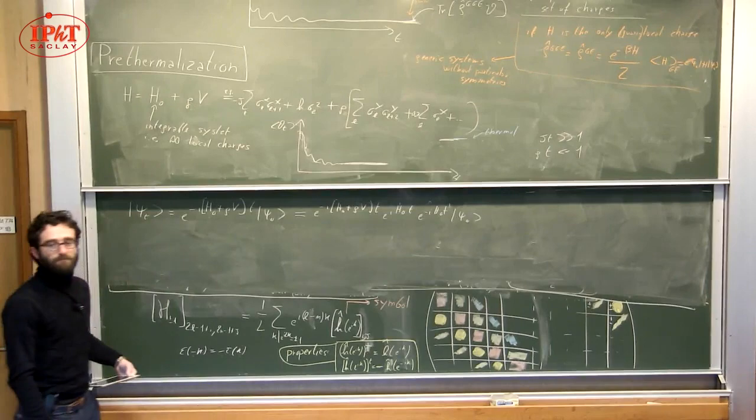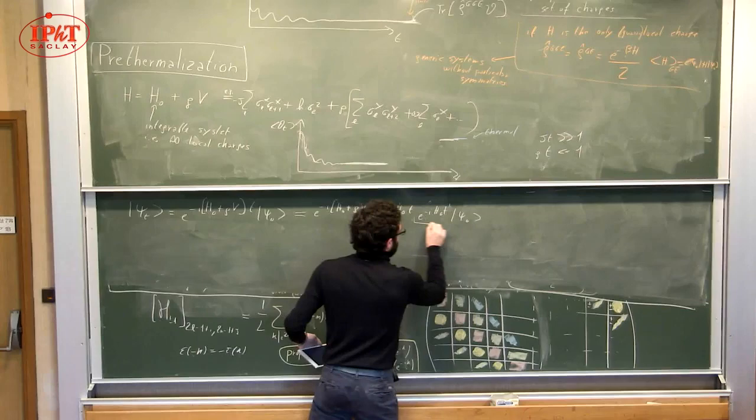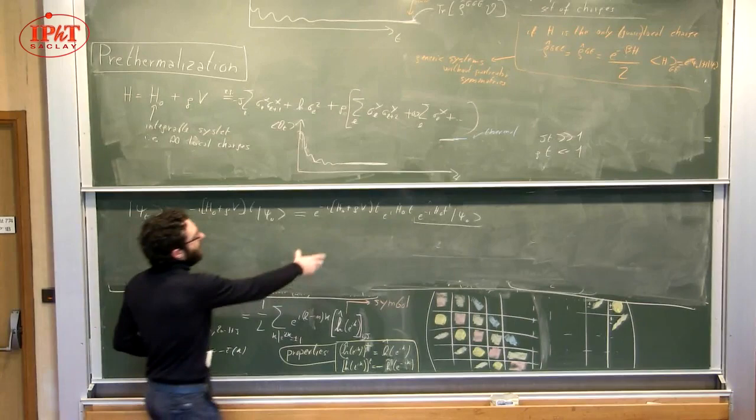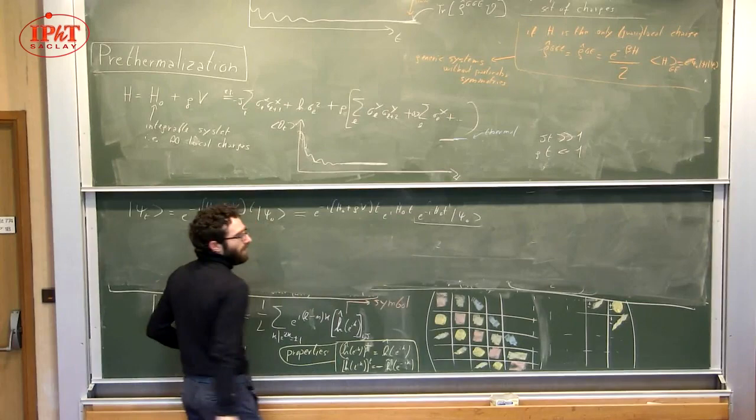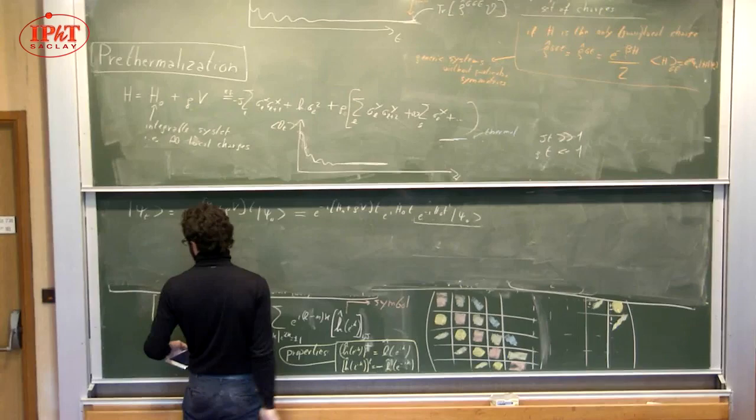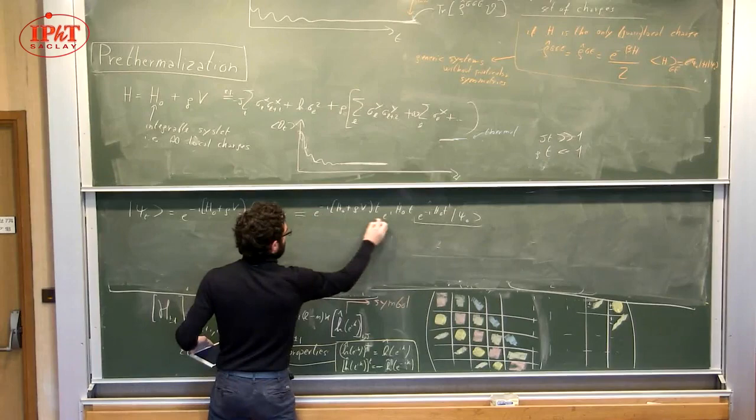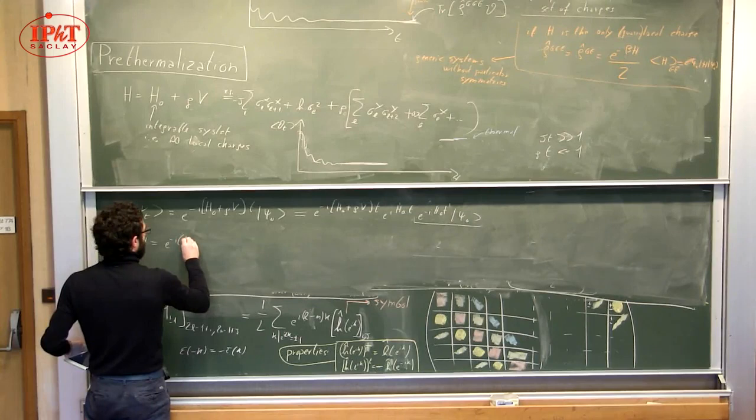But now I will apply this to the state. Instead, I will apply the rest to the operator. But before applying it to the operator, I want to rewrite this in a different form. Okay, so let's consider this object here. Let's call this U, equal to e to the minus i (H0 plus gV) t, e to the i H0 t.